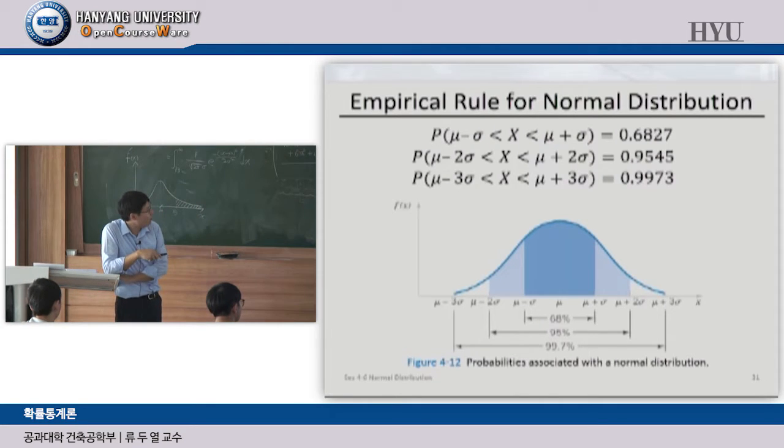So regardless of the value of mean and variance, all normal distributions follow this relationship. Okay?